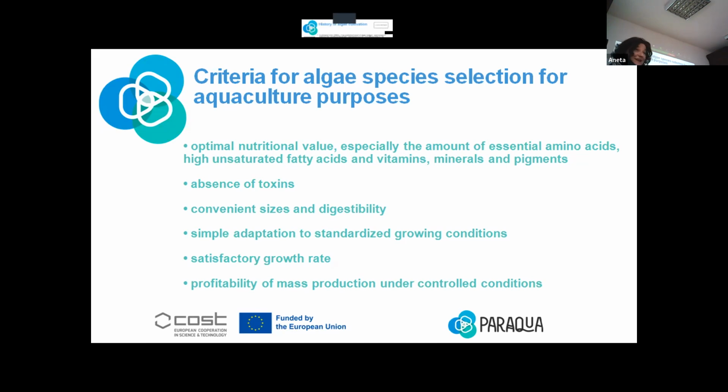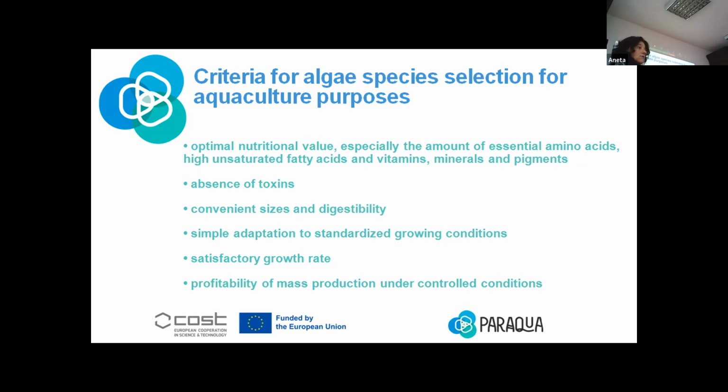So actually after Gabriel, I started and turned it to the beginning. What were the criteria for algae species selection for aquaculture purposes? It was optimal nutrition value, especially amount of essential amino acids, high unsaturated fatty acids, vitamins, minerals, and pigments.